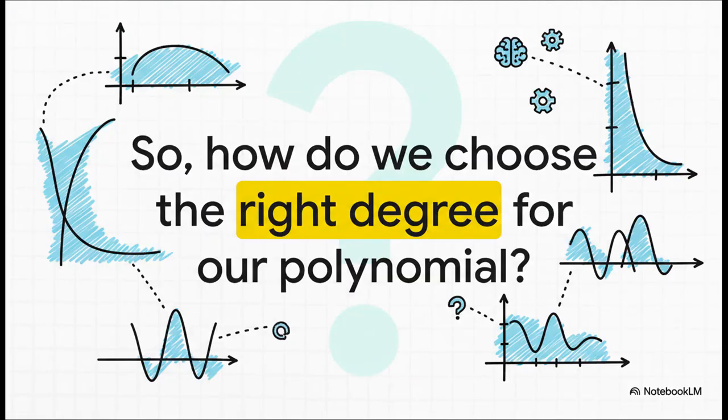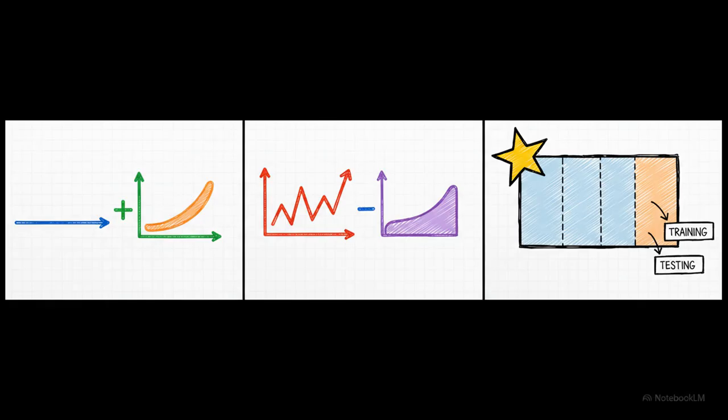So how do we choose the right degree for our polynomial? I mean, that really is the million-dollar question, isn't it? Do we need a simple squared curve, or do we need something way more complicated, like to the power of 10? Choosing this degree is what we call setting a hyperparameter. It's basically the main knob we can turn to control how complex our model gets. And yeah, it can be the trickiest part of this whole process, but luckily we've got some systematic ways to figure it out.